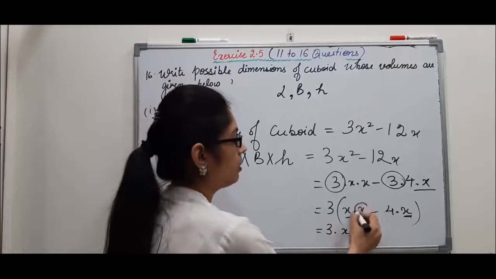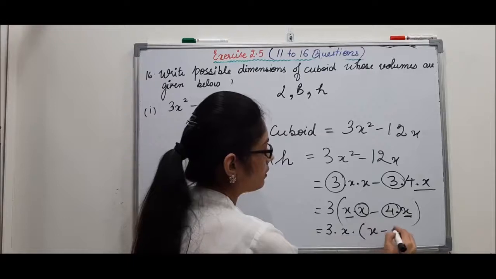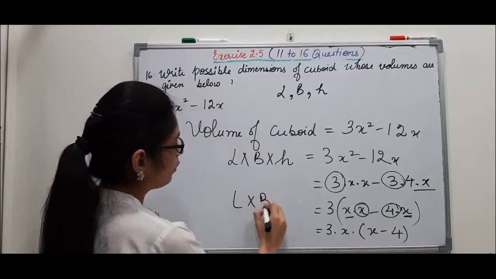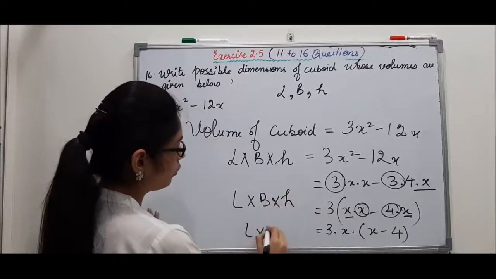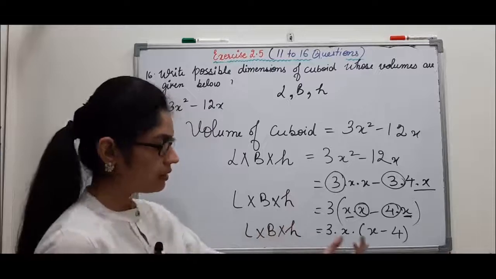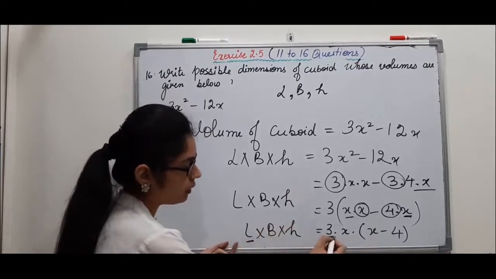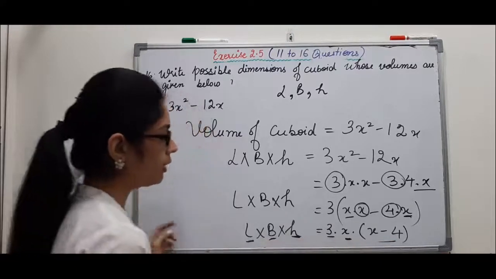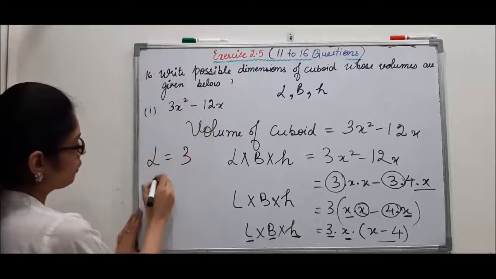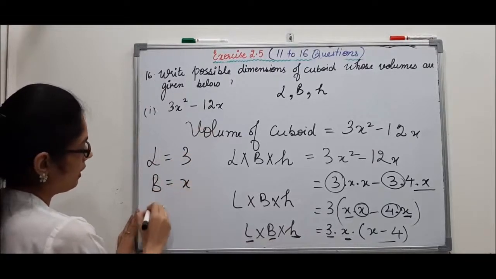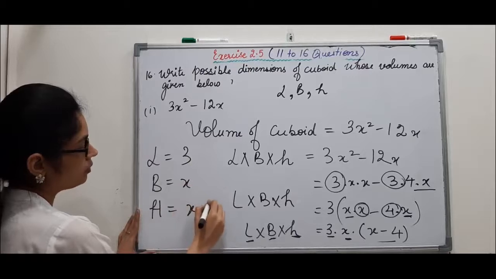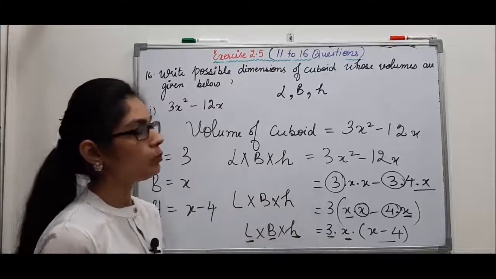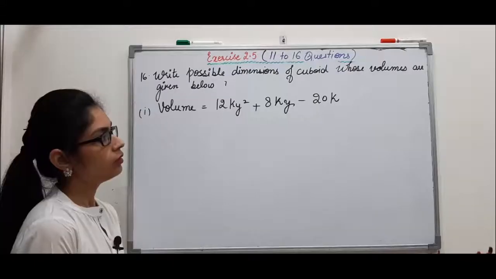The remaining terms x and 4 we can write inside now, so it is x minus 4. Here we have to keep on writing L into B into H. If you see this expression, L is this one, three terms we have got, B is this one and H is this one. So you can write length is equal to 3, breadth is equal to x and height is equal to x minus 4. These are the dimensions of the given cuboid.